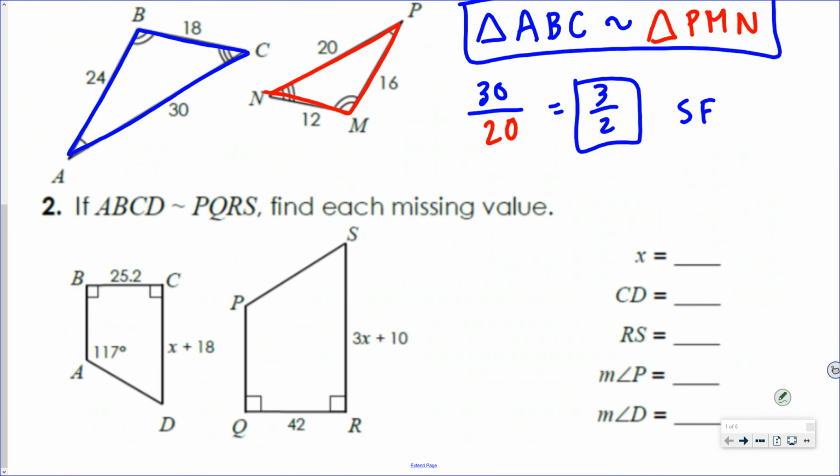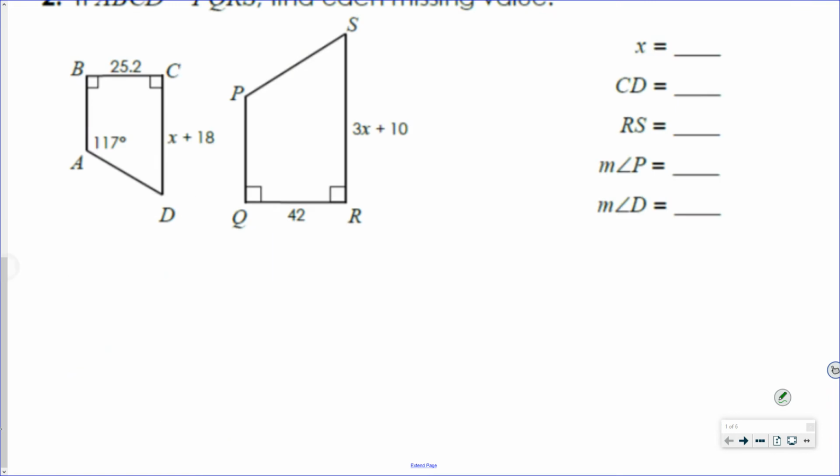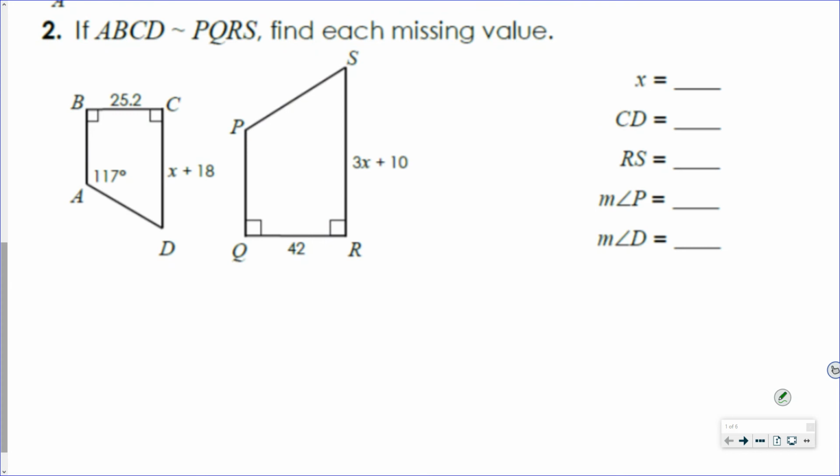Now I'm given a couple quadrilaterals. What kind of quadrilaterals are these? Trapezoids. Specifically, right trapezoids. Nice. Right trapezoids. All right, so they're telling us that these figures are similar. Find each missing value. So you got to find X, CD, RS, and then some missing angle measures. Oh, boy. Well, before I can find CD and RS, I got to first find X.